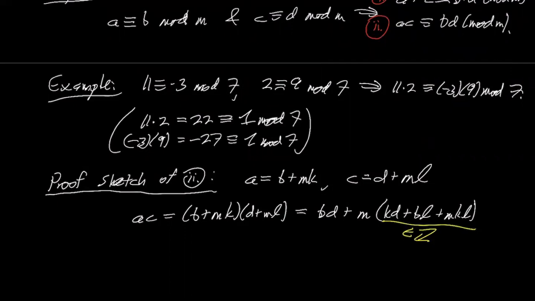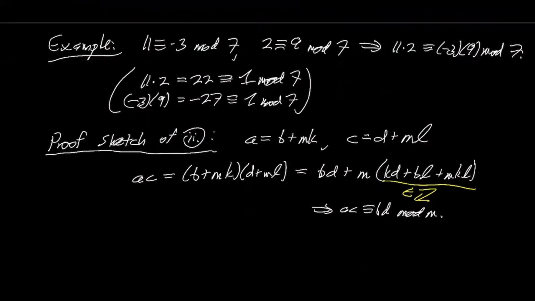And so that means that AC is congruent to BD because they're off from each other by a multiple of M. Okay. And yeah, again, that's really important.